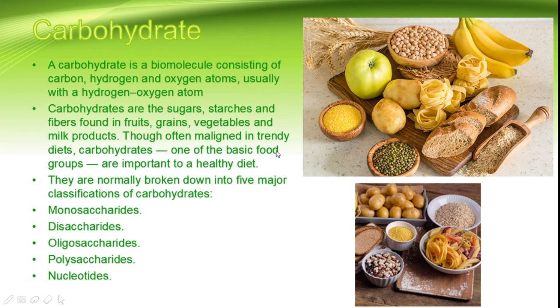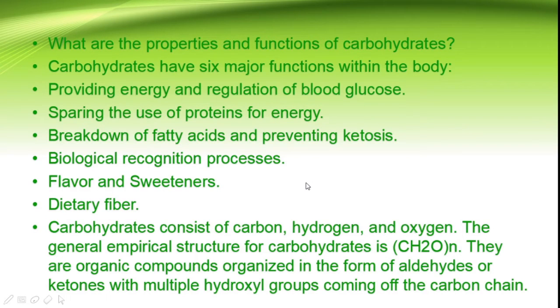They are normally broken down into 5 major classifications of carbohydrates: monosaccharides, disaccharides, oligosaccharides, polysaccharides and nucleotides. Here on the right side, these are examples of carbohydrate-containing fruits, vegetables and foods. Now the question arises: what are the properties and functions of the carbohydrates?